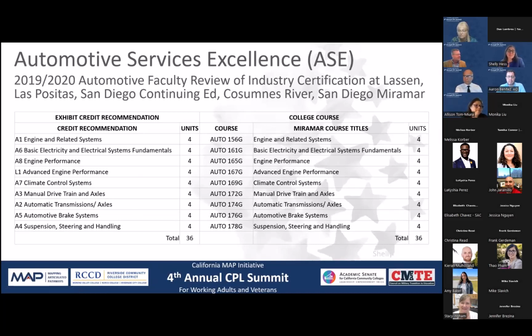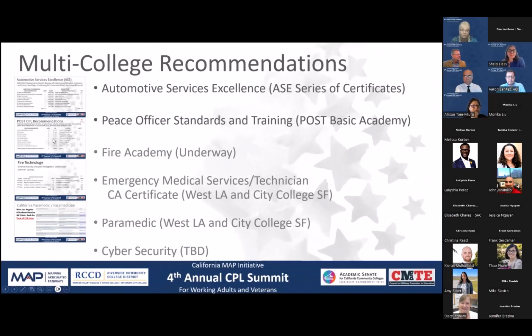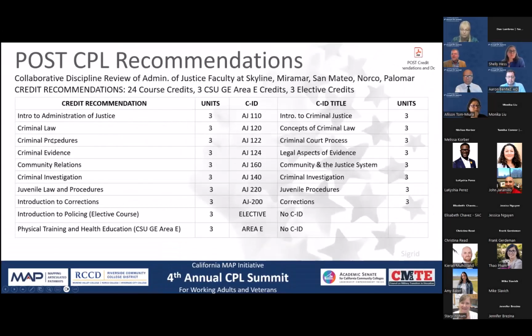Yeah, so they came there again. This is those faculty champions coming together. And as you can tell, there's a total of 36 units that students can get for industry certification for automotive. It's really exciting. Super exciting.